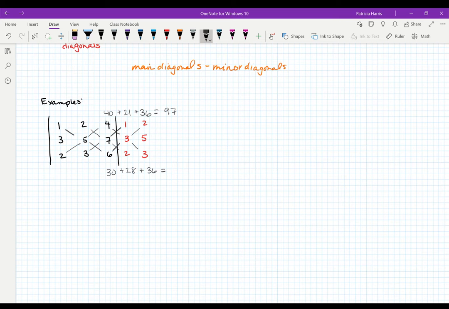Let's just be careful. 94. So major minus minor, and we get a -3. And that's it. Okay. All right, let's try another one. Let's throw some negative numbers in there.